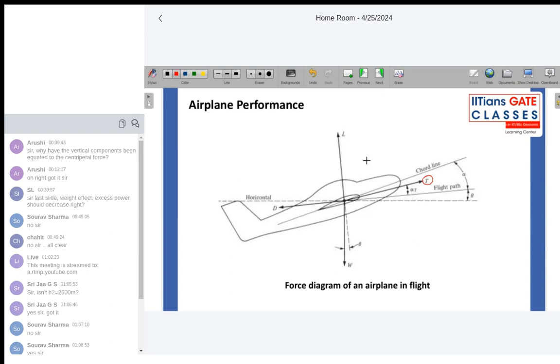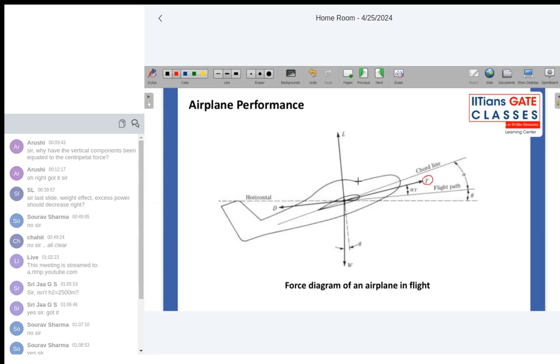Then your lift and drag always act perpendicular and parallel to the free stream velocity direction. The force acting perpendicular to the free stream velocity direction, that is your flight path, is your lift. The force acting parallel to the free stream velocity direction is called drag, which is opposite to the motion. The force acting perpendicularly downward is called weight.